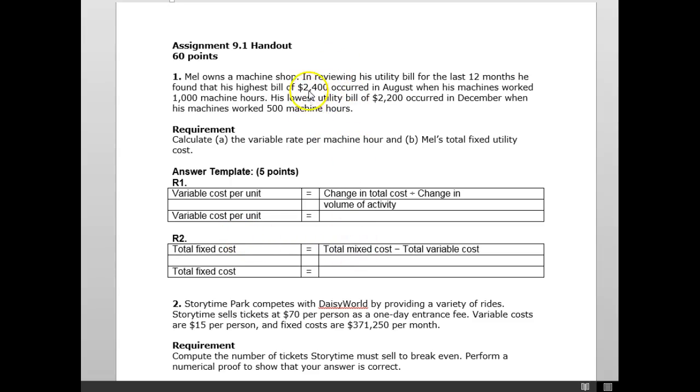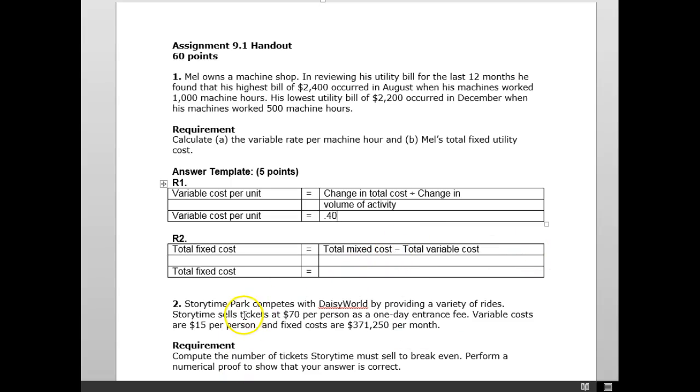So first, what's the change in the total cost? It's $2,400 minus $2,200, which is $200. And what's the change in volume? We went from 500 to 1,000, so there's 500. So we're going to divide the change in total cost by the change in volume to get the variable cost per unit. And that would be, well, that's pretty easy for you. That would be 40 cents.